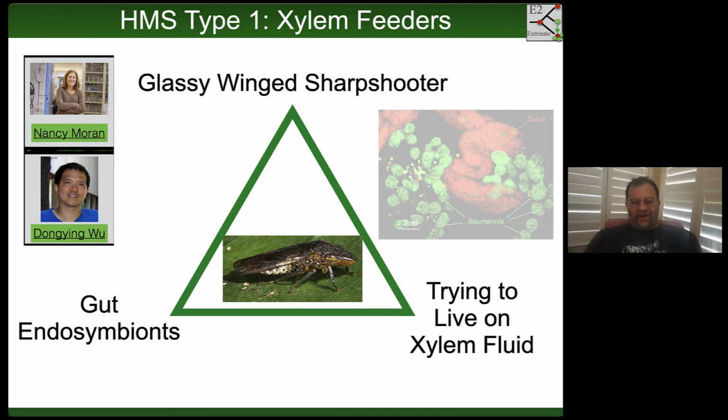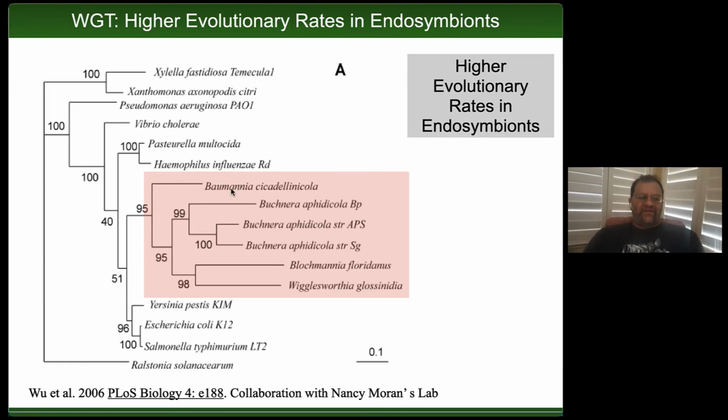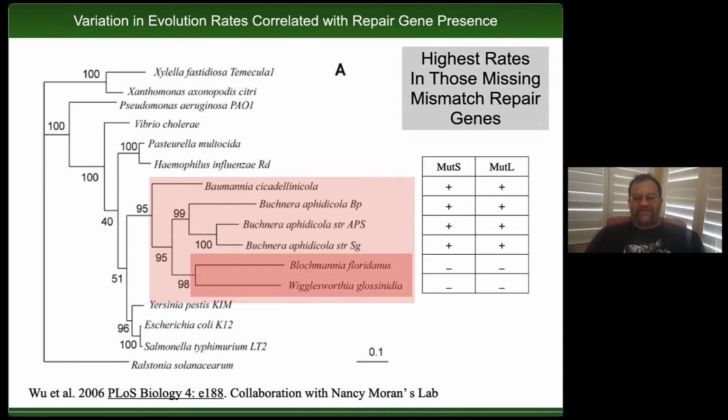So if we go to this glassy-winged sharpshooter story, the symbionts of these sharpshooters that are trying to live on xylem fluid. Here's one of the symbionts, Baumannia cicadellinicola. If you build a whole genome tree of a bunch of symbionts and their relatives, you see this standard pattern, which is seen for basically all intracellular organisms, symbionts and pathogens. That is, the evolutionary branch lengths are longer for these taxa than in free living relatives. The evolutionary rates in intracellular organisms tend to be higher than in free living organisms. And whole genome trees are a great way to characterize this.